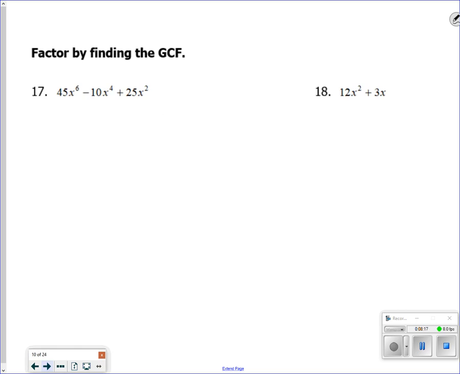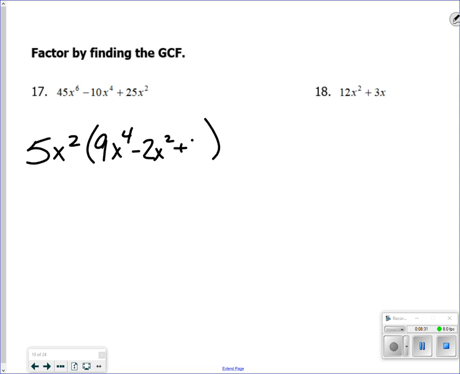Notice it says factor by finding the GCF. So again, I'm looking for something that's divisible into all of them. And so I could take out a 5 and x squared from both. So it's dividing by 5 and taking away 2 x's. Dividing by 5, taking away 2 x's. And the last one, 3x is the common factor.